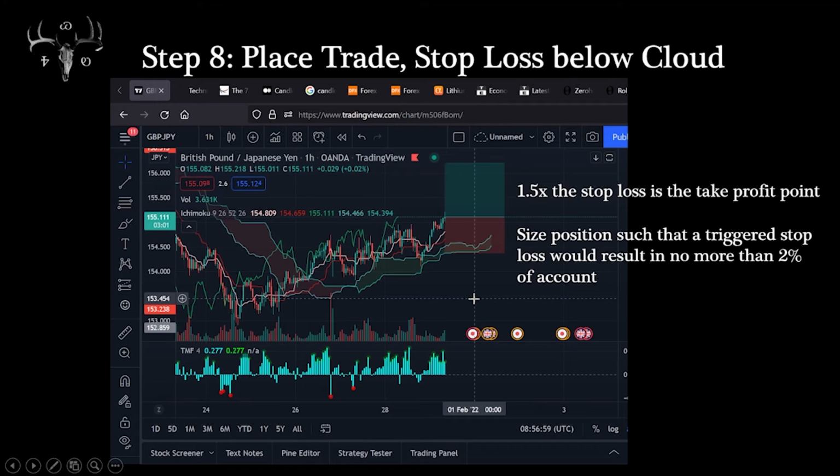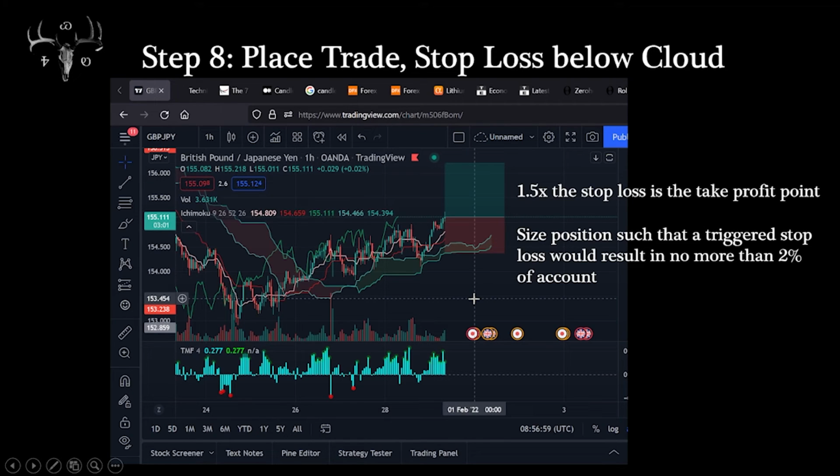We've got news coming up from Japan, but let's, for the sake of this example, just ignore this. We're trading pound yen, by the way. We've got decently bullish candle patterns here, so we're going to go ahead and set up a trade.